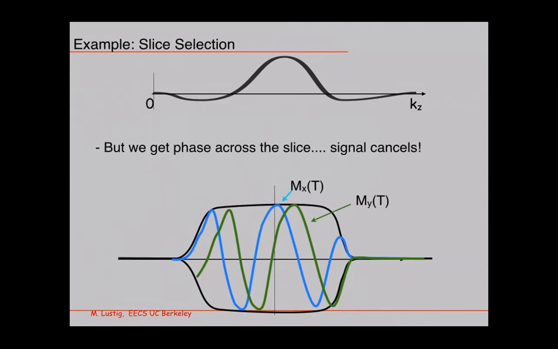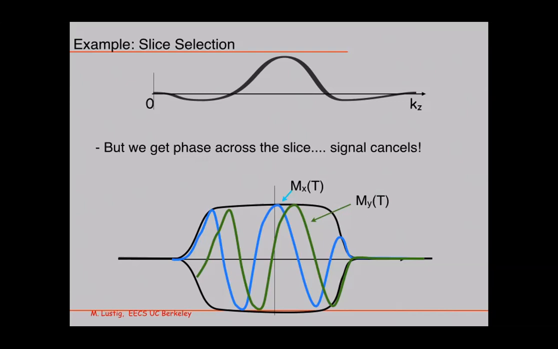That's a problem, right? We were able to excite our magnetization, but our magnetization has a linear phase across the slice. And that linear phase across the slice creates a cancellation of the signal. That is a problem. You know how we fix it? Remember that blip that I told you about? That blip fixes it.